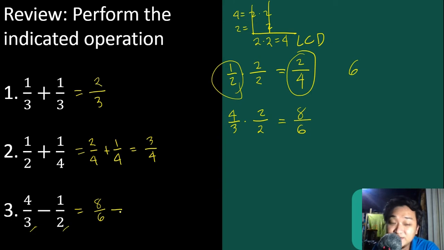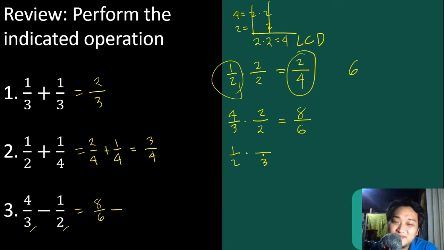Copy the operation. Minus. O, i-convert natin si 1/2. Anong gagawin natin? Gagawin natin siyang, yung denominator na 2, gagawin natin 6. Paano? Mangyayari lang yun pag nag-multiply tayo ng ano kayang number, hulaan nyo. Mangyayari yun pag nag-multiply tayo po ng 3.